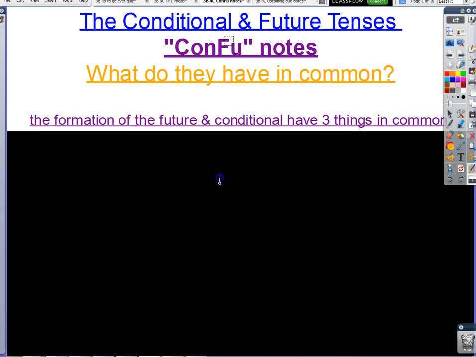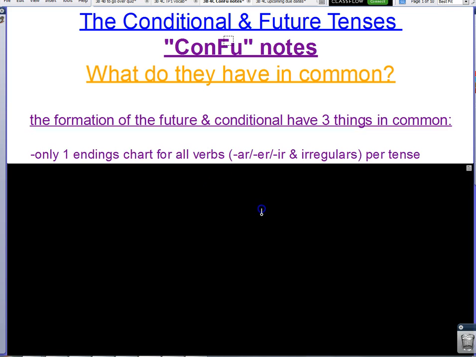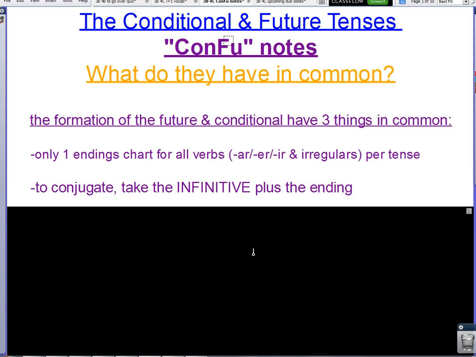The formation of the future and the conditional have three things in common. Only one endings chart. As you know from the future, they all had the same shoebox endings. It didn't matter if they were AR, ER, IR, or irregular verbs. Same thing with the conditional. There will only be one chart. To conjugate into either tense, you take the whole darn infinitive plus the appropriate ending.